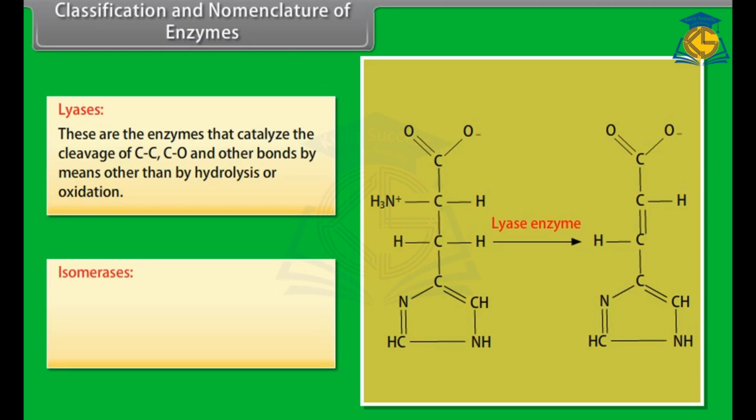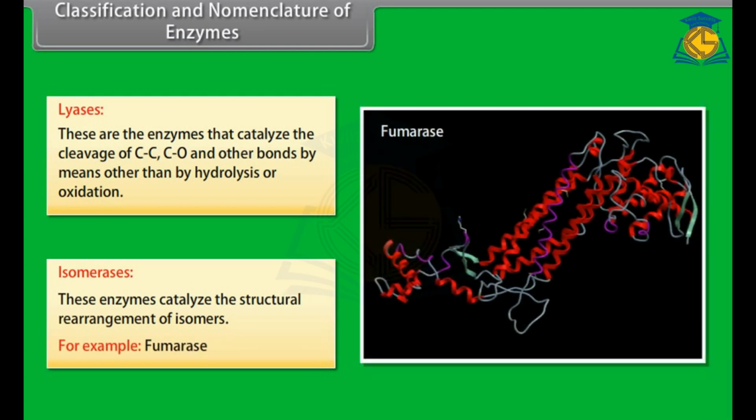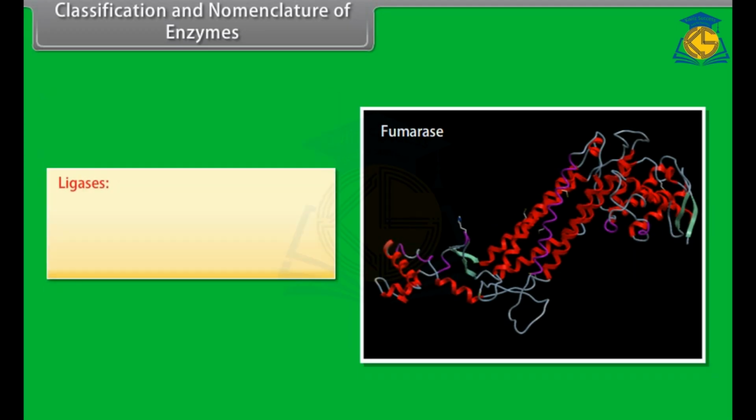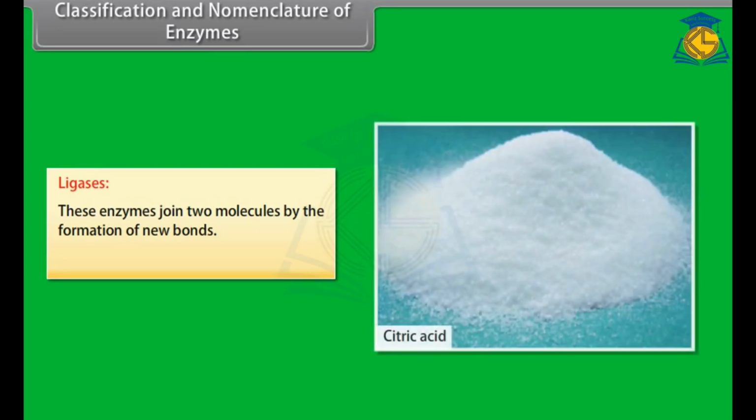Isomerases. These enzymes catalyze the structural rearrangement of isomers, for example, fumarase. Ligases. These enzymes join two molecules by the formation of new bonds, for example, citric acid.